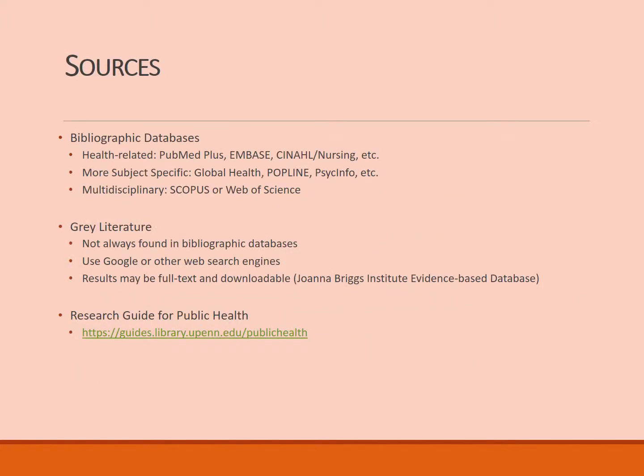In order to get you started with your capstone research, you need to be aware of two main sources of evidence: bibliographic databases and gray literature. Bibliographic databases are very organized resources to help you find evidence in journal articles on your topics. Examples are PubMed, Embase, and CINAHL, the nursing database. There are other databases that focus on very specific areas of health-related literature, such as Global Health, PsycInfo, or Popline. Popline covers maternal child health, reproductive health, and other population-related topics.